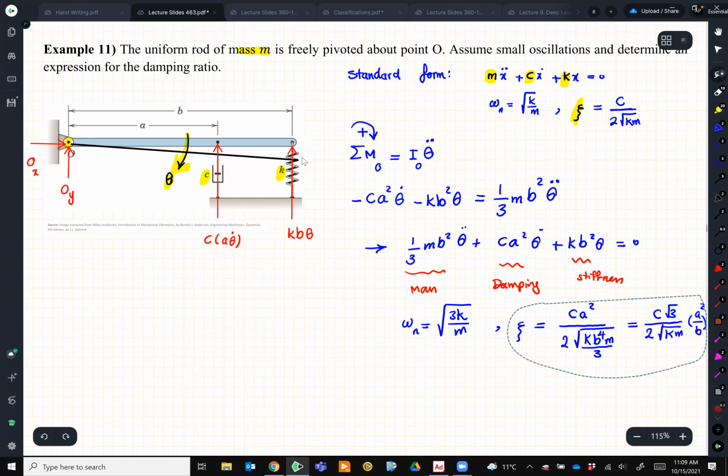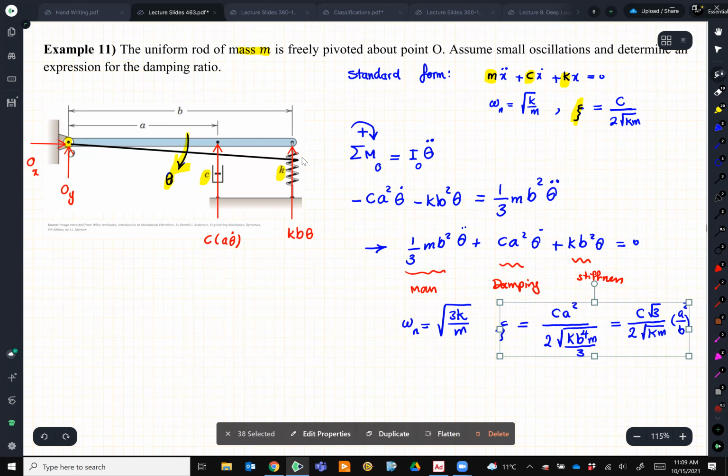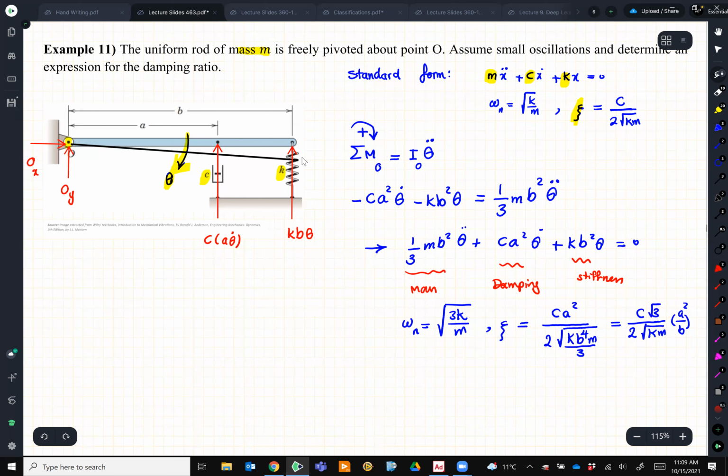So that's my damping coefficient, right? So damping, which is c a squared divided by 2km. Please check to make sure that I haven't missed anything.